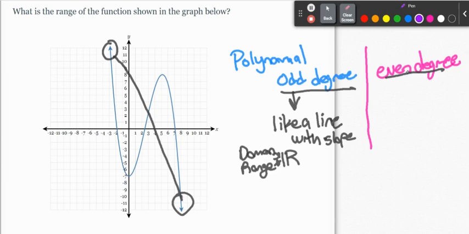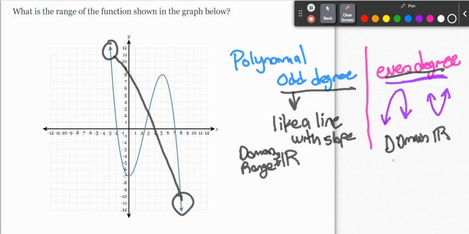Now, even degree graphs don't look like this one because their ends will act like a parabola, either a sad face parabola or a happy face parabola, and they're different. So whenever you get an even degree polynomial, the domain is all real numbers, but the range is going to be different. You have two options. It's either negative infinity to some y height, with a bracket on the y height, or it'll be some y height that it starts with on up to infinity. Those are the only options.